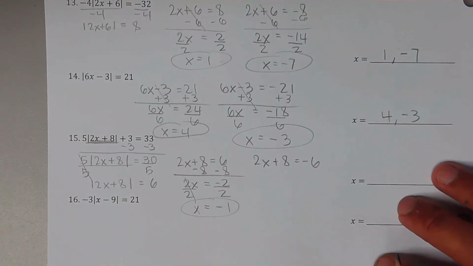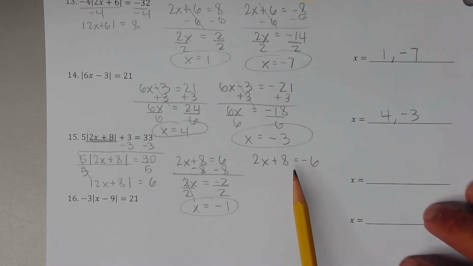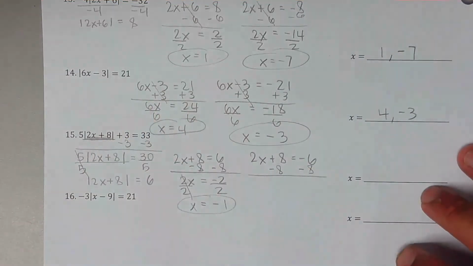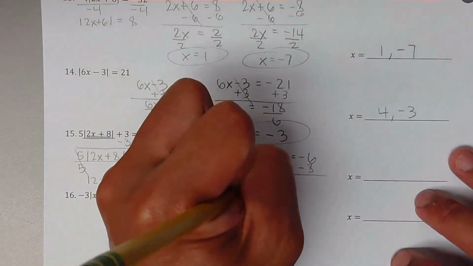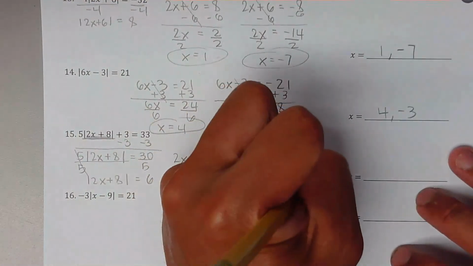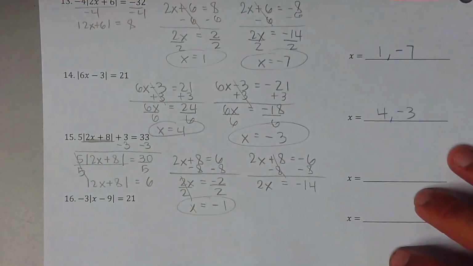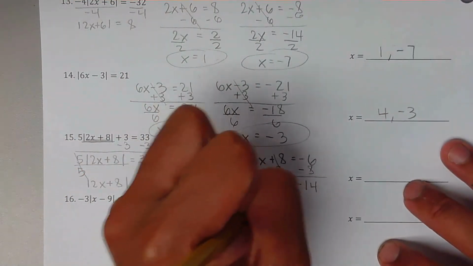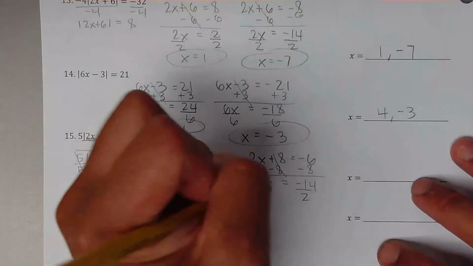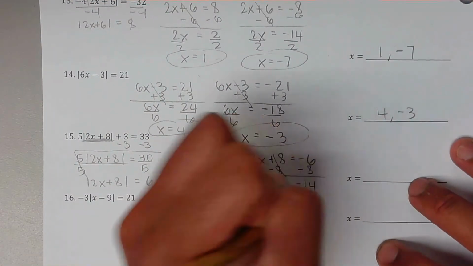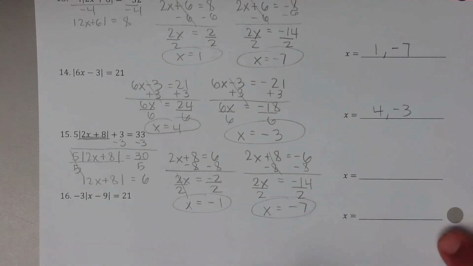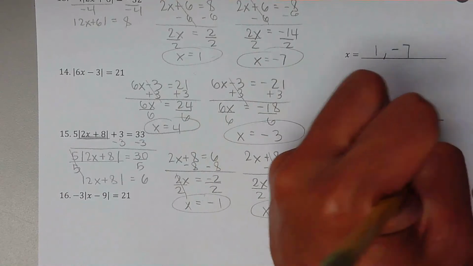That's our first solution. Our next equation, 2x plus 8 is equal to negative 6. We subtract 8 from both sides. We get 2x is equal to negative 14. Dividing both sides by 2, we get x is equal to negative 7. So x is equal to negative 1 and negative 7.